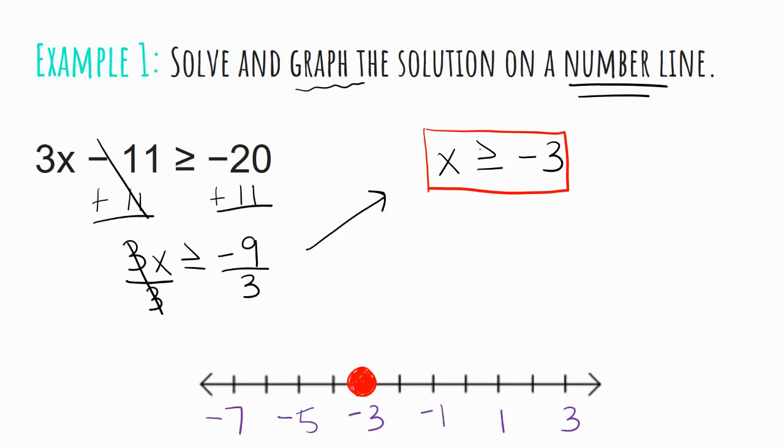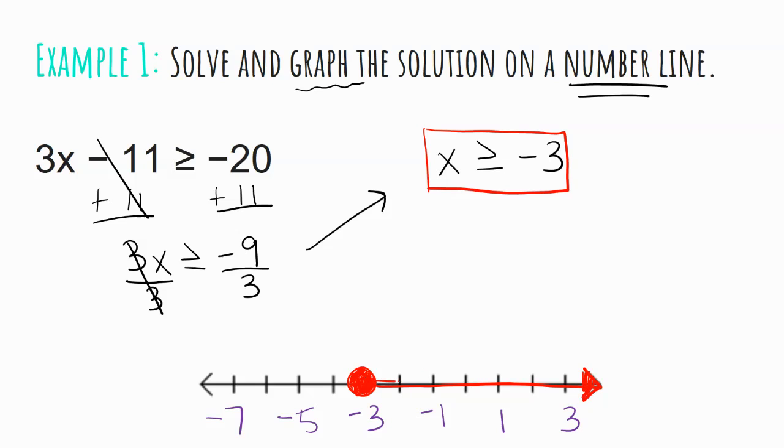Now, the greater than kind of points to which direction I'm going to be shading on my number line. So because it's greater than negative 3, I know that all of the numbers need to be above negative 3, right? So I'm going to shade this direction on my number line.